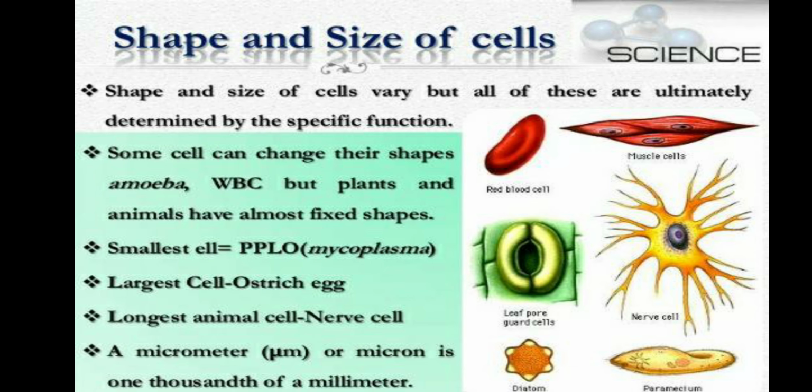So some cells can change their shape while some have fixed shape. So amoeba is an irregular shape cell which can change its shape. Our white blood cells can also change their shape.